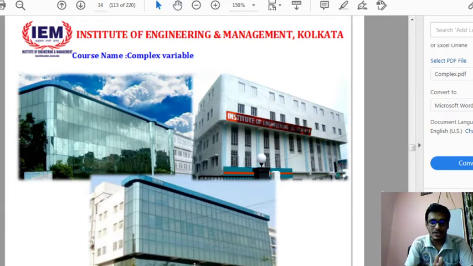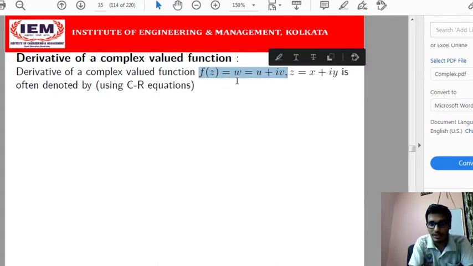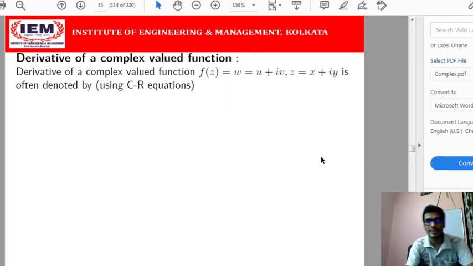Now in this lecture we are going to discuss how we can define the derivative of a complex valued function by virtue of the Cauchy-Riemann equation. So we will try to find the derivative of the complex valued function f(z), which can be written in the form u plus iv, that is w, where z is x plus iy. So this is a complex function. Both the independent variable and the dependent variable are complex numbers, that is z and w respectively.